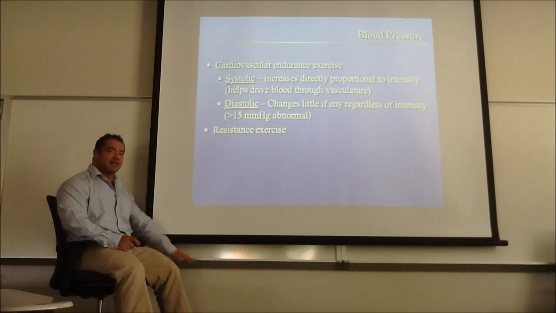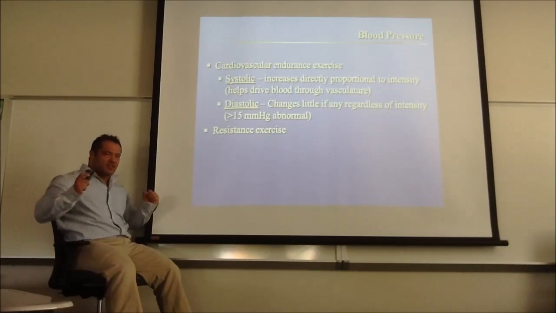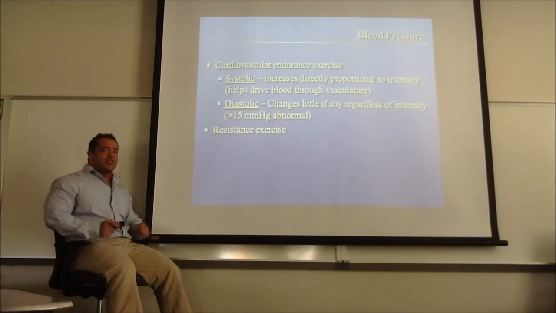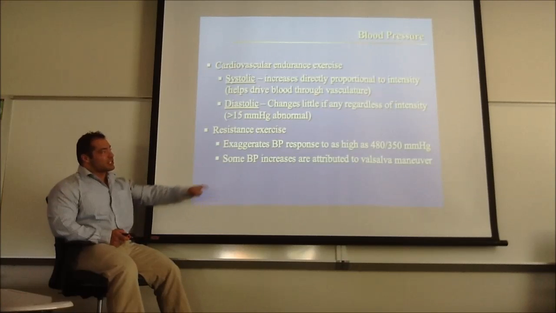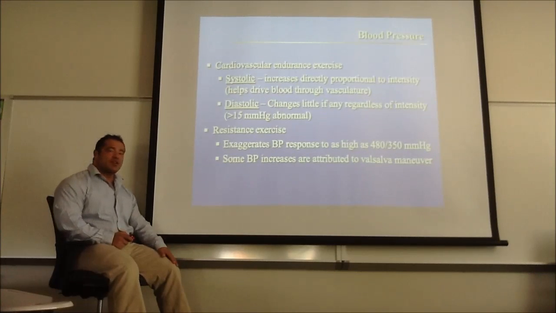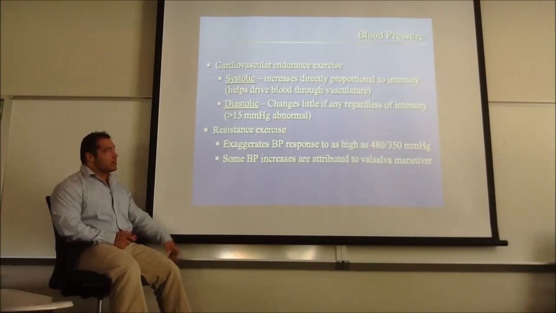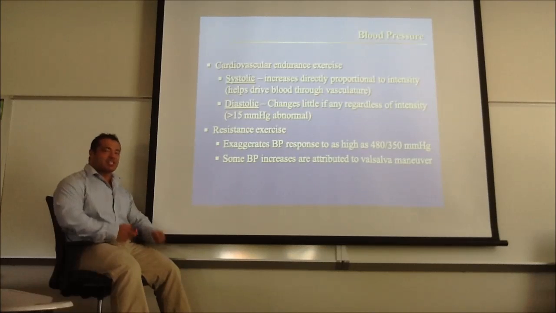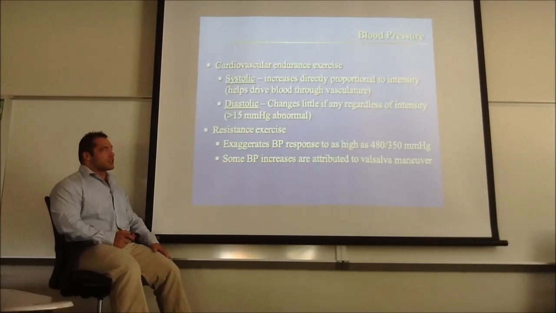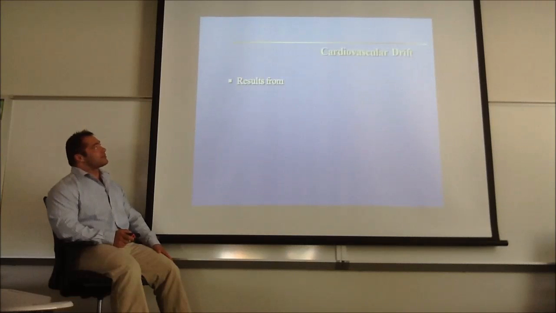On the other hand, in resistance exercise, especially if you're squatting a ton of weight, the systolic and diastolic blood pressure can get up to 480 over 350 millimeters of mercury. That's crazy. It's actually not dangerous. If you're healthy, it's not a problem. And it could be actually beneficial in the long term, but it's expected that during resistance exercise, during the actual lifting, your blood pressure can go really, really high.